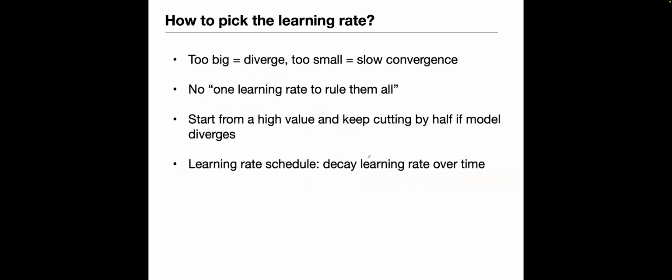Okay, so here's the question you've asked: how to pick the learning rate? Should I pick a smaller one or a larger one? The answer is, there's no one learning rate that rules them all. There's no particular learning rate that you can definitely apply to all applications. It depends, okay? But the general rule of thumb is that you can start from a high value and keep cutting it by half if the model diverges.